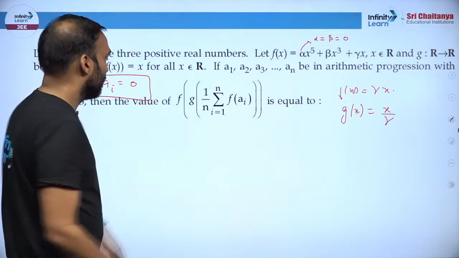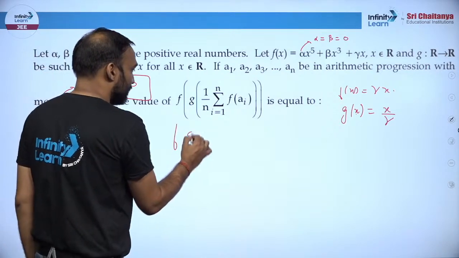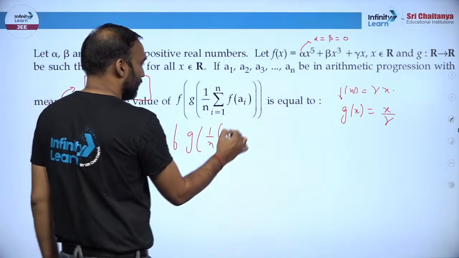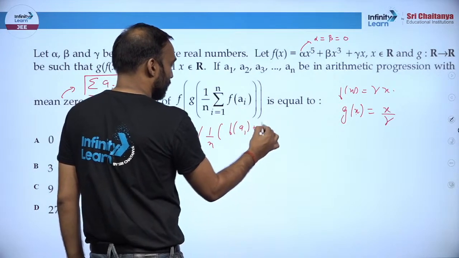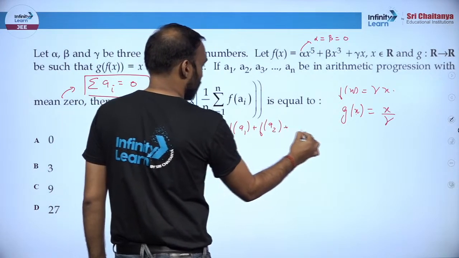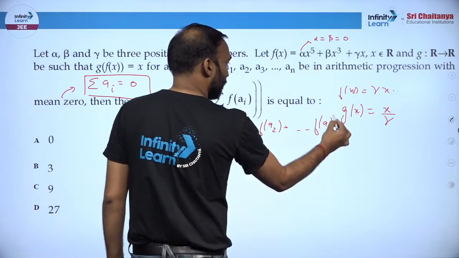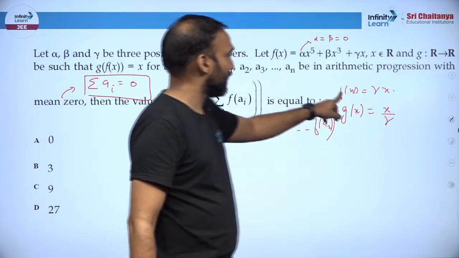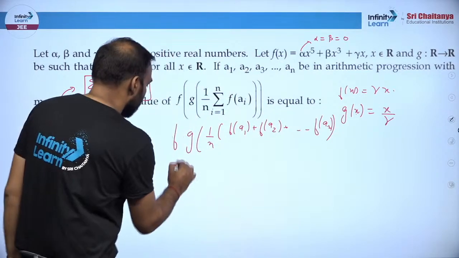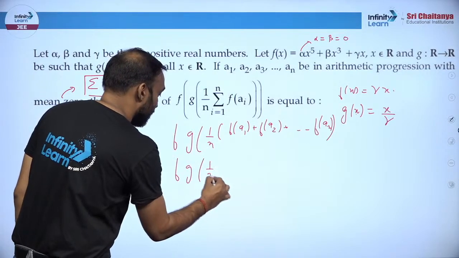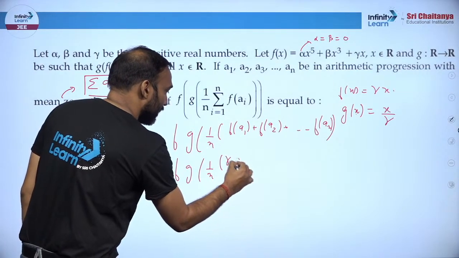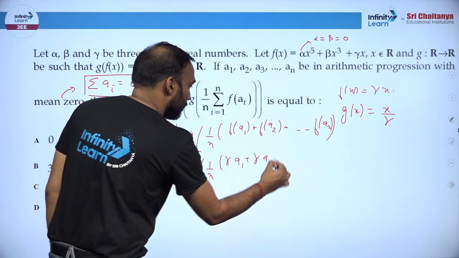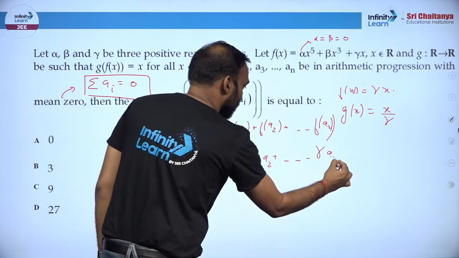Now over here, I'll find out f of g of 1 by n into f of a1 plus f of a2 and so on till f of an. This is what we have to find out. Now what is f of x? f of x is gamma x, right? So this becomes 1 by n into gamma a1 plus gamma a2 and so on till gamma an.